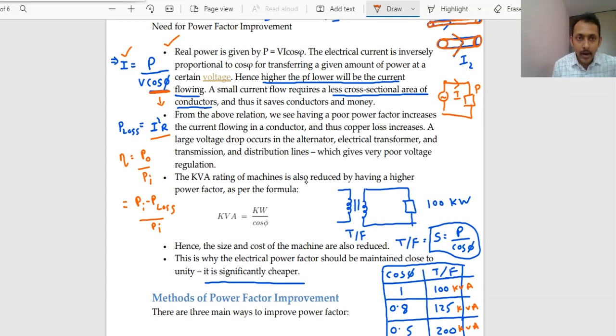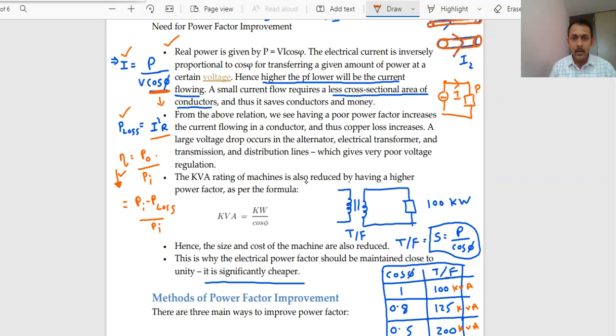with the low power factor, it is drawing more current. If the current drawn is more for the same amount of power, the power loss will be more. The power loss is equal to I square R. If the power loss is more, the power output will be less, because the power output is nothing but the input power minus loss. If the output power is less, efficiency will be less. These are the consequences. The overall efficiency of the system will be reduced.